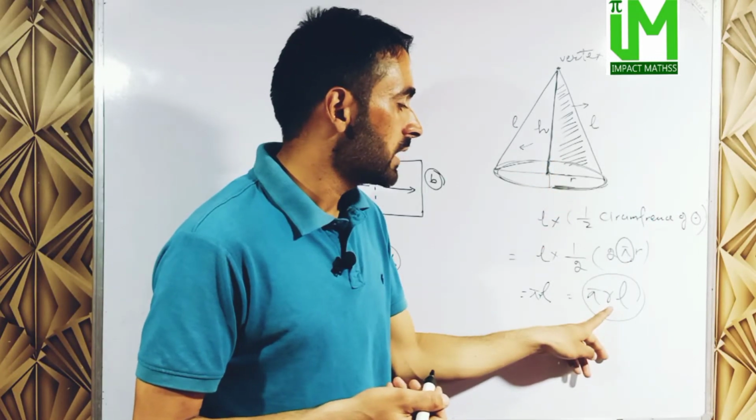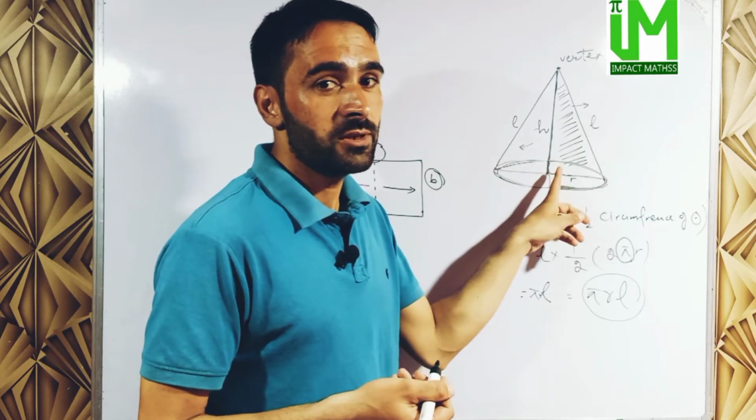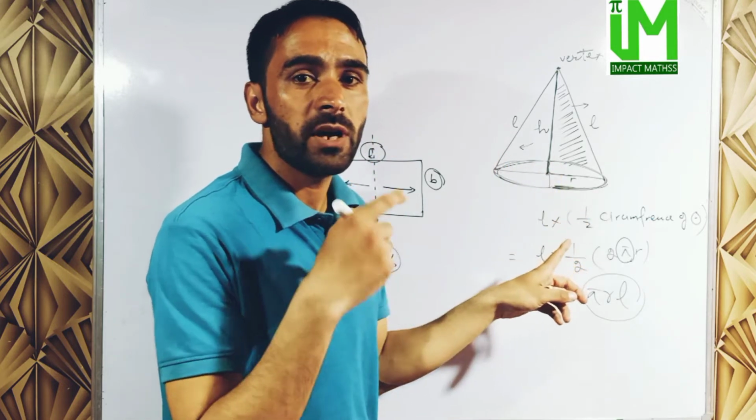So that will be pi r L plus the area of the bottom, which is the circular portion. The area of the bottom will obviously be the area of the circular portion, that will be pi r square.